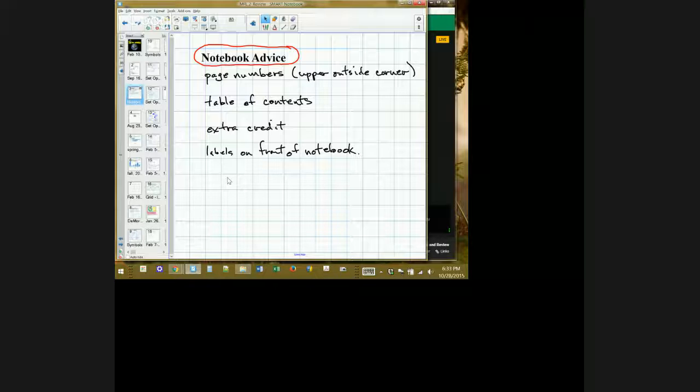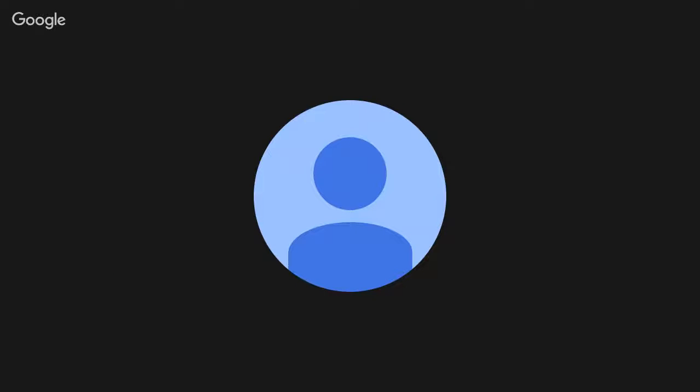Okay, Rhonda, can you see the screen? Yes, I can. It says notebook advice. Page numbers upper outside corner.